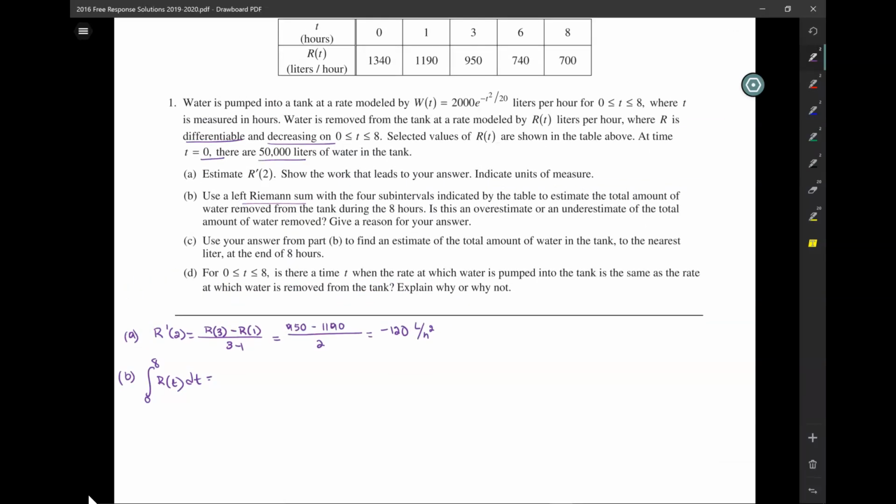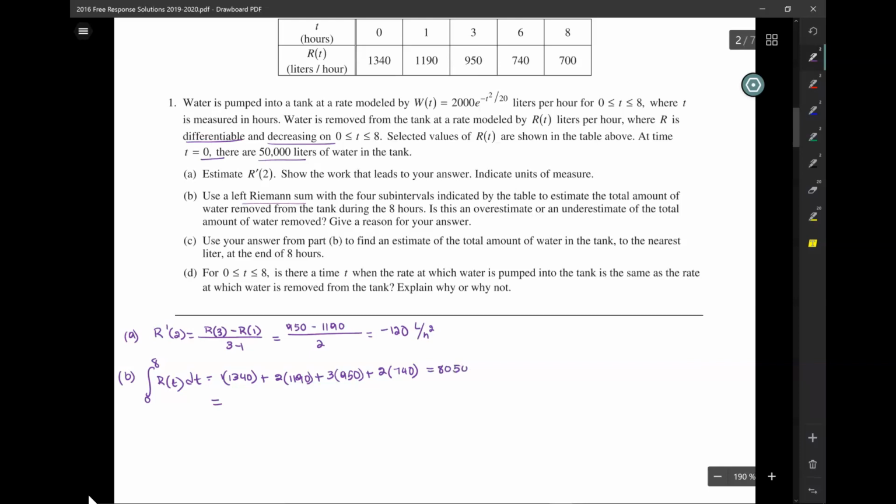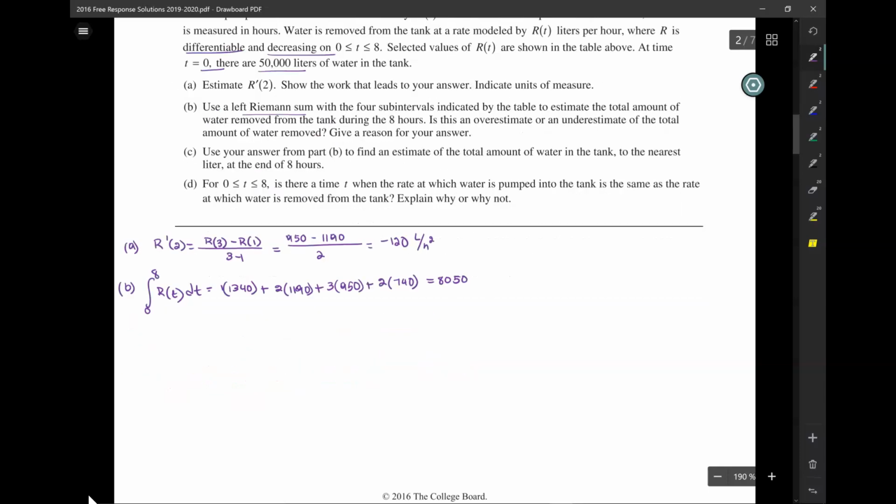Okay? So if you want, how many subintervals? 4 subintervals. So it's going to be 1 times, the left one is 1340, plus 2 times 1190, plus 3 times 950, plus 2 times 740. That's 8,050.